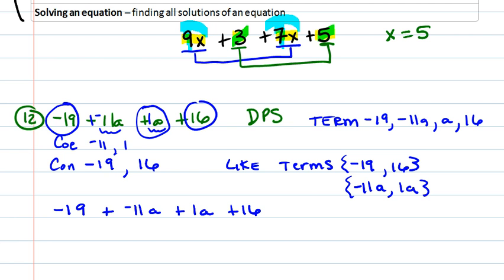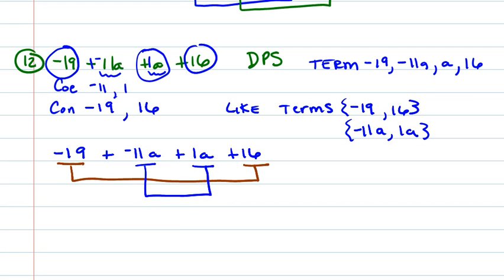Keep in mind that I can only add like terms. I cannot add terms that are not like. So I use what are called hookup lines to show my like terms. So here I've connected my like terms. Remember, they're connected with an addition sign. So negative 19 plus 16 would give me negative 3, because one's negative, one's positive.